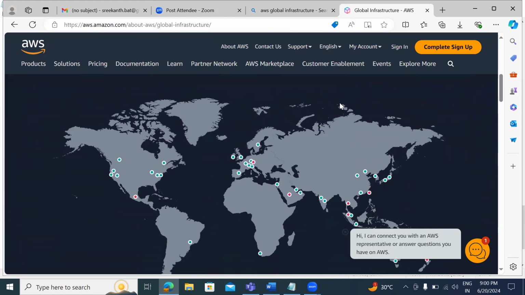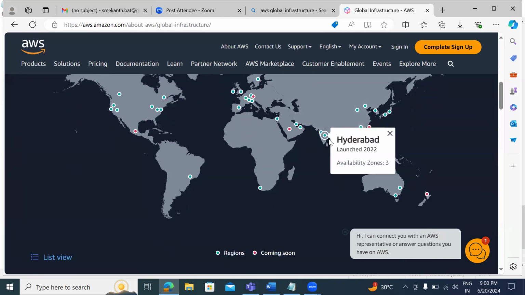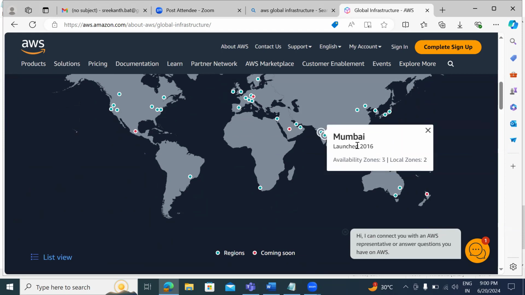This map is a very interesting thing. Say we have Hyderabad, right? When was it launched? 2022, and how many zones do they have? 3 zones. Now if you go to Mumbai, launched in 2016, availability zones are 3. What local zones are, we'll also discuss. In Mumbai, how many local zones do we have? 2 local zones.